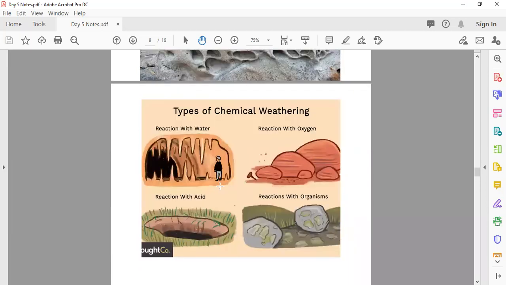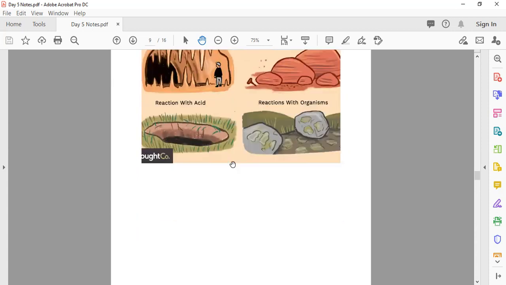And for types of chemical weathering, maybe you'll find rocks like this with small holes. Just like a cartoon, I just added it as a diagram. If you want to ignore it, you can ignore it.